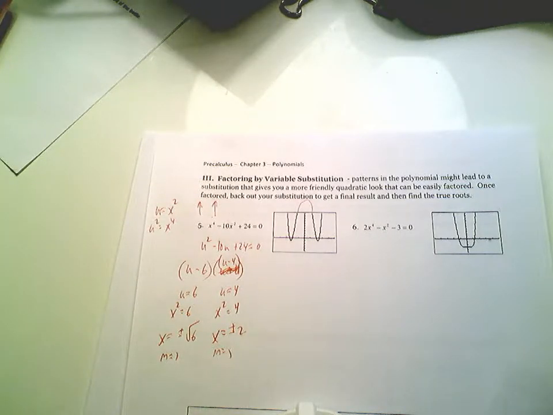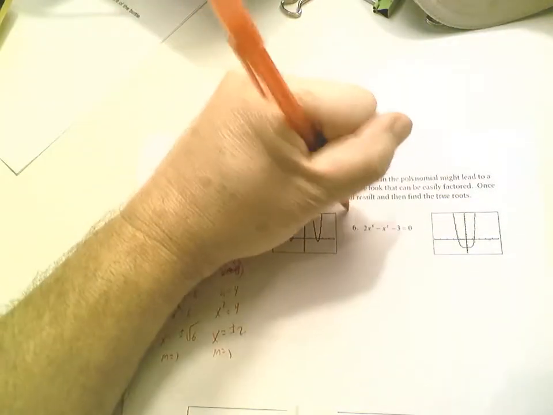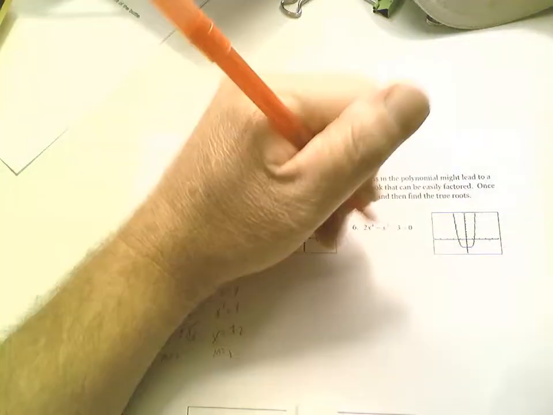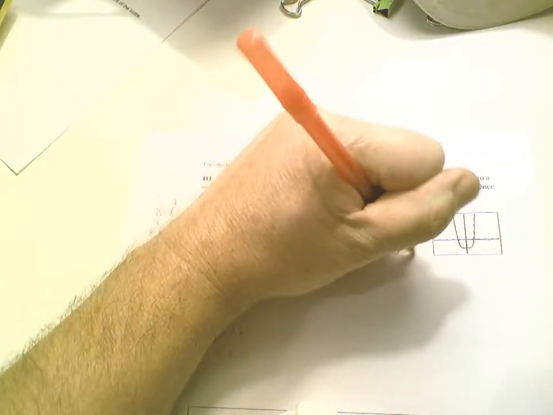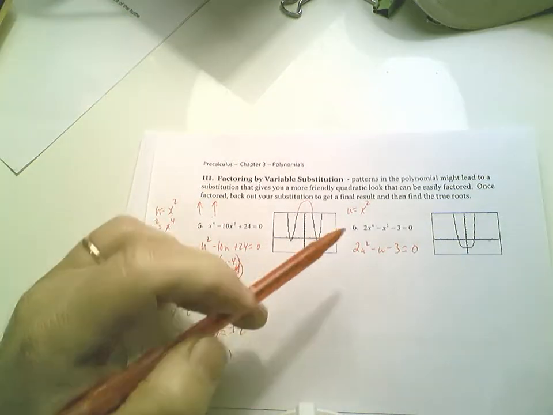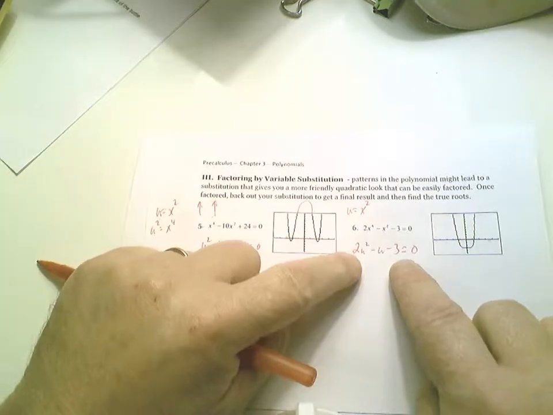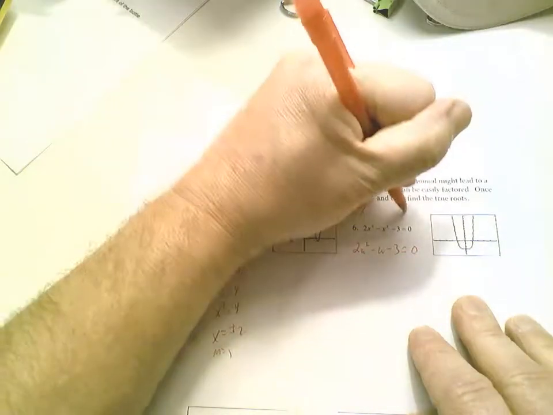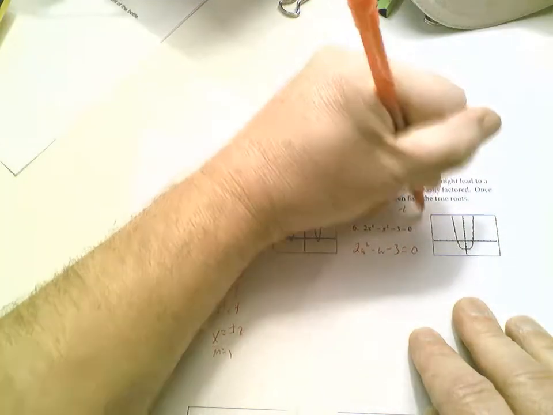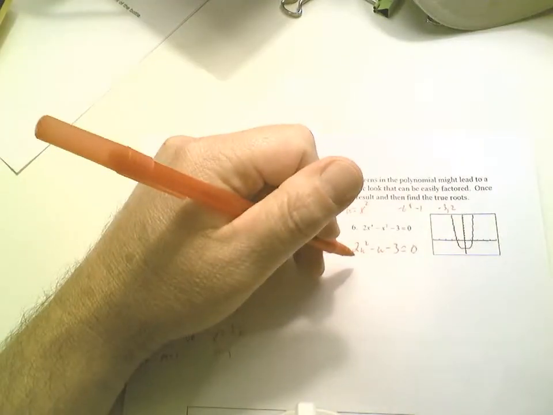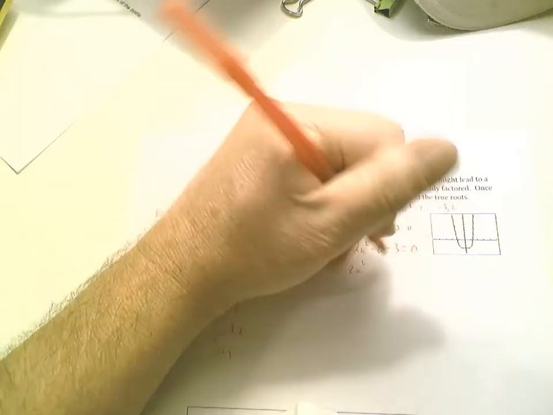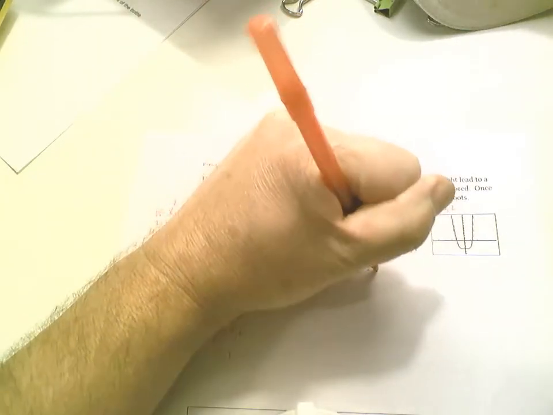2x to the 4th minus x squared minus 3. Same concept. Let's let u equal x squared. So I'm going to have 2u squared minus u minus 3 equal 0. All right, what can I do? Two numbers that multiply to 2 times negative 3, negative 6, and add to negative 1. The numbers that can do that trick are negative 3 and positive 2. So what am I going to look like? 2u squared minus 3u plus 2u minus 3.